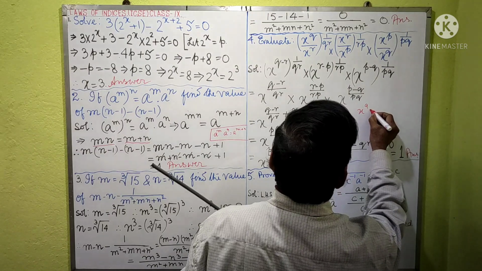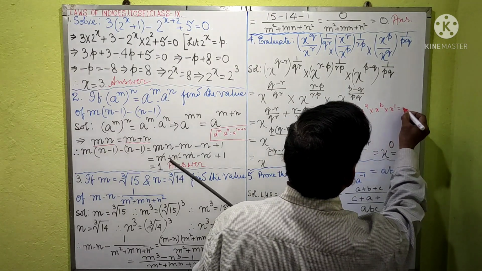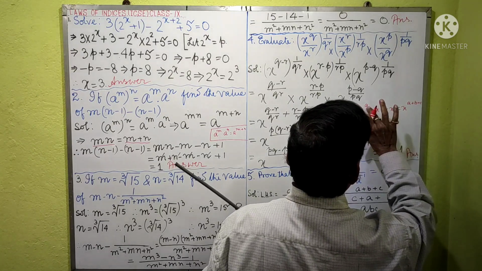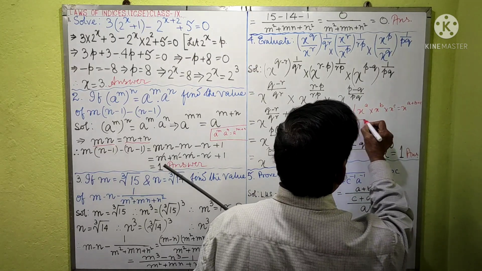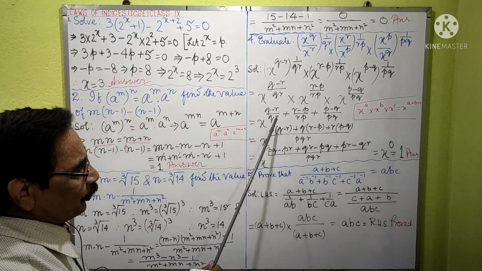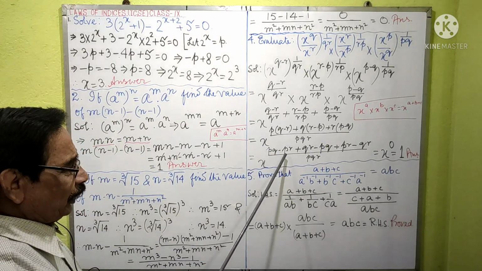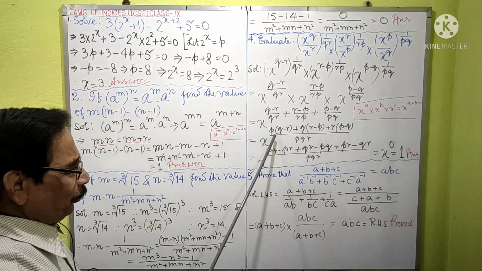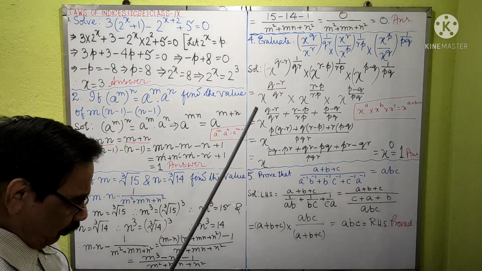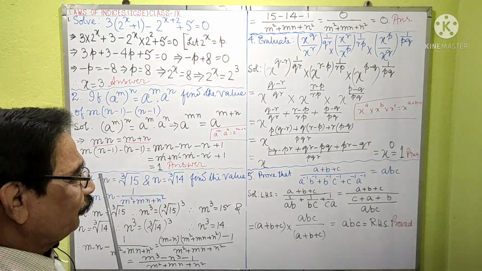a into x to the power b into x to the power c is equal to x to the power a plus b plus c. This is a plus b plus c. You must know this formula. According to this formula, this is x to the power this plus this plus this. If we add this, we will get pq minus pr plus qr minus pq plus pr minus qr, and the sum of this equals 0, that is x to the power 0 equal to 1.